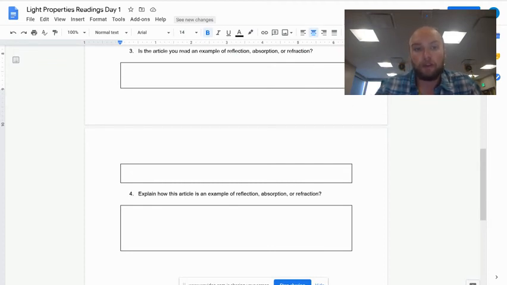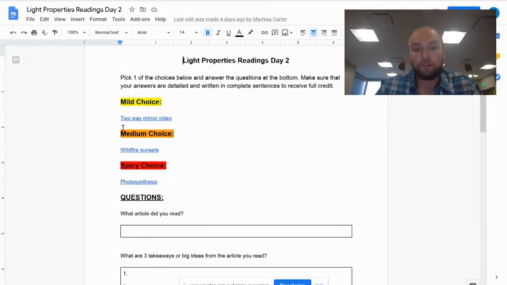Okay, so that's Day 1. Day 2 is the same thing, except we only have 3 choices. Your mild choice is the 2-way mirror video. Medium choice is talking about wildfire sunsets. And the spicy choice is photosynthesis. Exact same questions as Day 1.